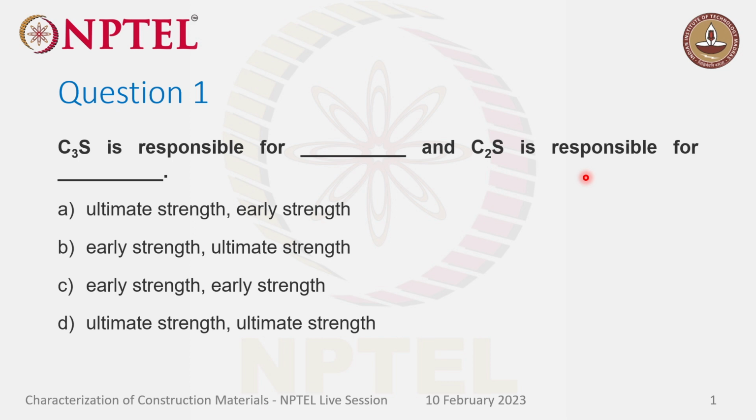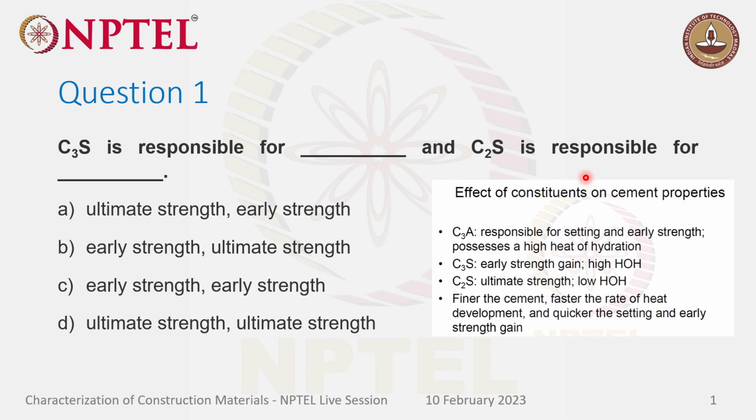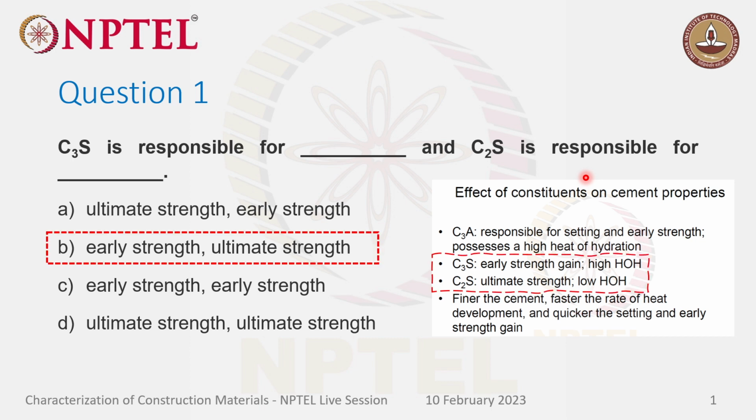Time is up, let's see the solution. In the particular slide from the lecture, we can see that C3S is responsible for setting and early strength gain, and C2S is responsible for the ultimate strength gain, the later age strength. So the correct answer is option B. Now let's move to the next question and see the polls response a bit later.